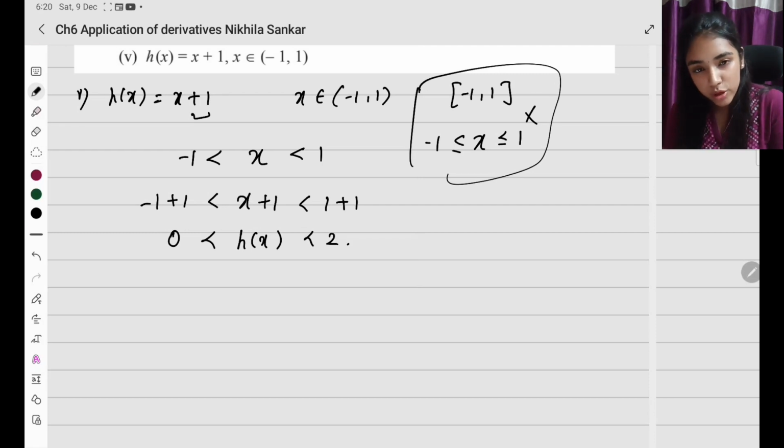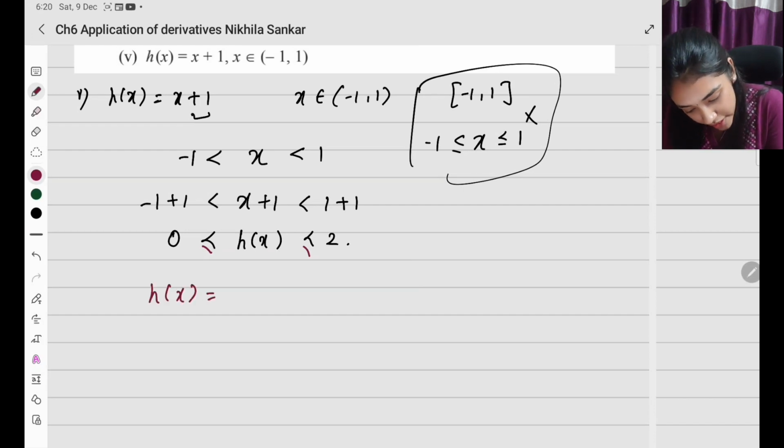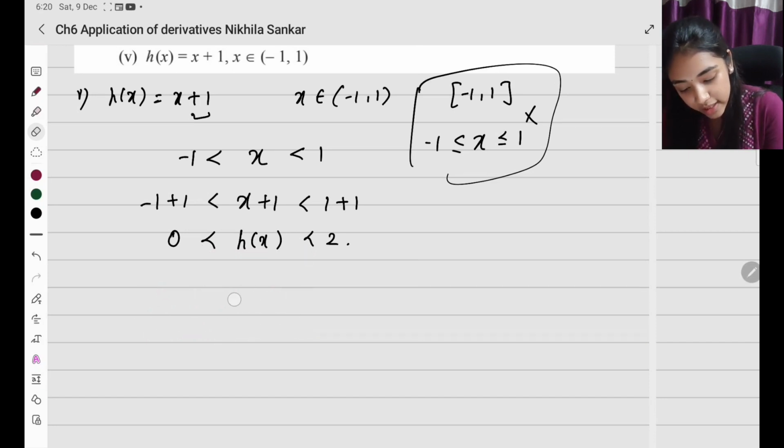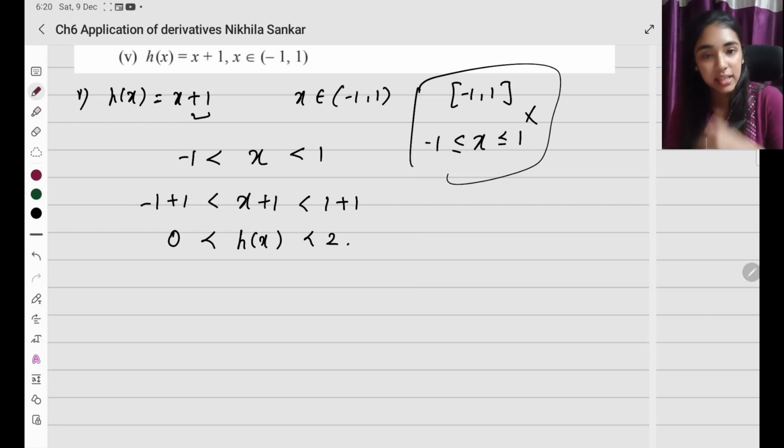But what did we see in the previous questions? In that place there was an equal symbol, an equality symbol, which means I can say that h of x equals 0 is my minimum value and h of x equals 2 is my maximum value. But here I do not have this equality sign, which means I cannot tell that this is my maximum and minimum value. Okay, only if equality is there can we equate. Here h of x is greater than 0, but it is not 0. So that is not my minimum value.